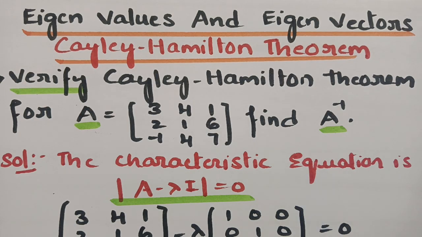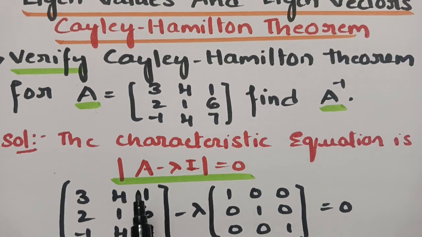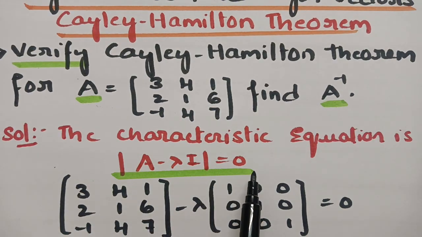See, first of all, what is this Cayley-Hamilton theorem? The statement states that every square matrix satisfies its characteristic equation. See here, every square matrix satisfies its characteristic equation. So what is this characteristic equation? See here, the characteristic equation is nothing but modulus of A minus lambda I is equal to 0.